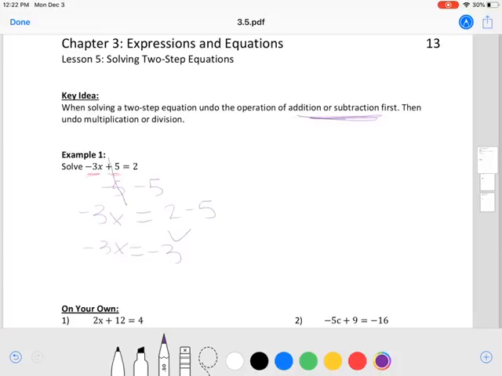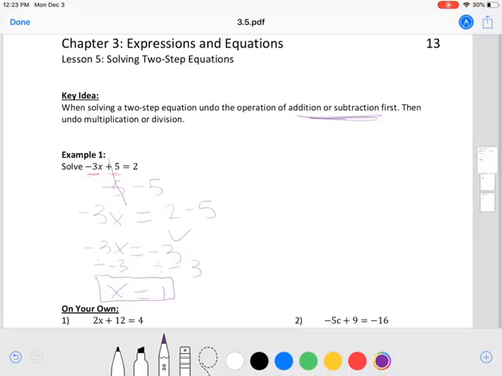So the last step we have here, we have this multiplication. Negative 3 times x equals negative 3. So we need to undo that multiplication, so we need to divide both sides by negative 3. So we're going to be left with x equals positive 1, because negative 3 divided by negative 3 is going to be positive 1.